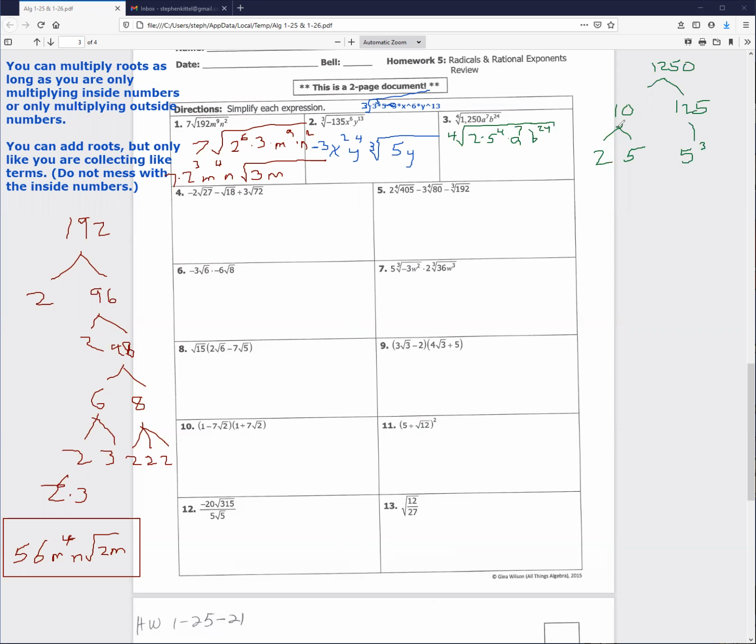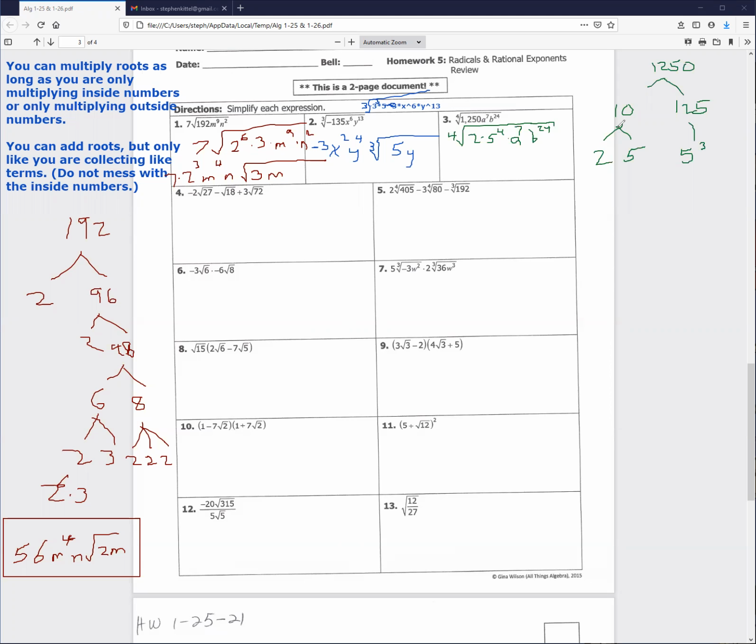I recommend knowing your early powers, by the way. Like 2 up to like the 8th or 9th power, 3 to the 4th or 5th, 4 to the 4th, 5 to the 3rd. And then know your squares up to like 15, because they show up a lot in teacher generated questions. So just hot tip there. And x to the 1/4 is just x to the 1/4.